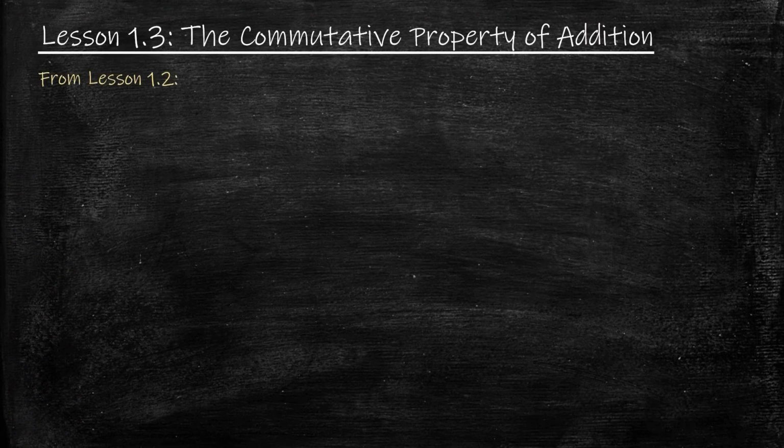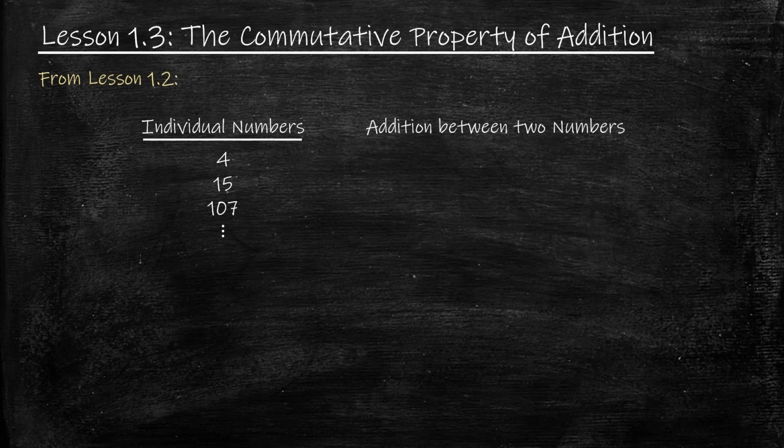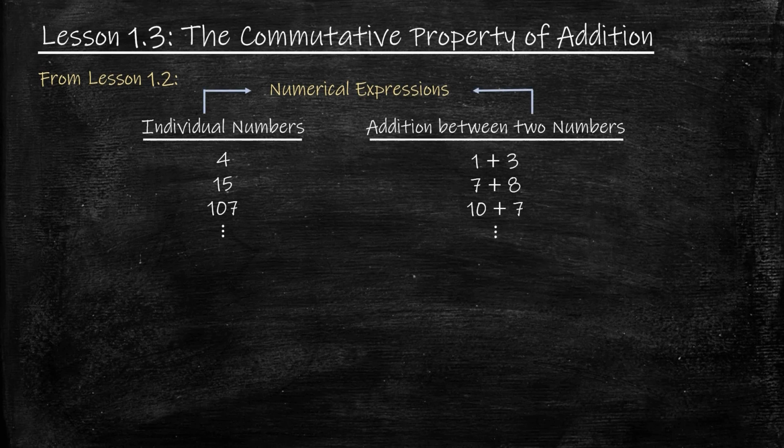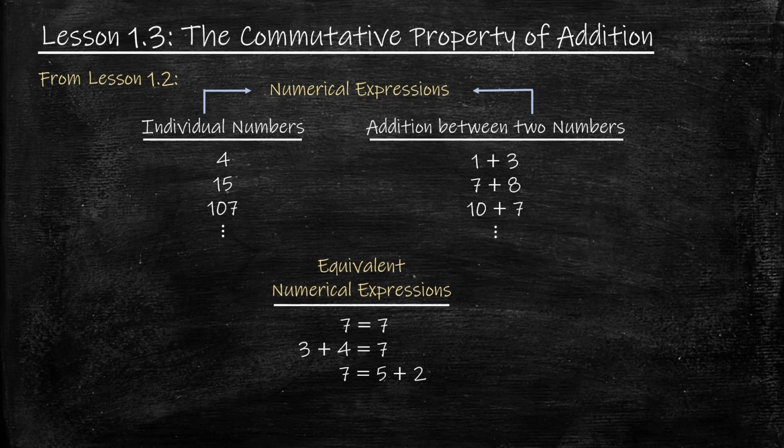In lesson 1.2, we learned that individual numbers and the addition between two numbers are both considered numerical expressions. We also learned that two numerical expressions are equal if they represent the same quantity. Remember that we use the equal symbol to show that the numerical expression on the left is equal to the numerical expression on the right.